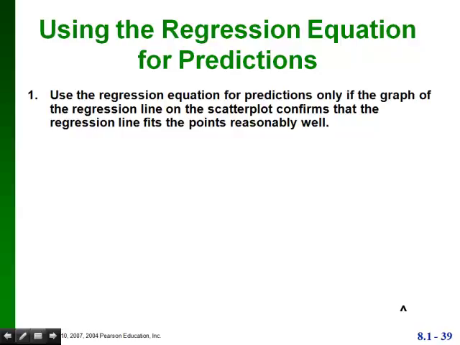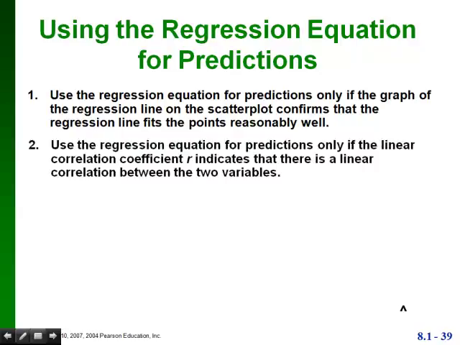Now the next question is, when can we use our regression equation to make predictions and when can't we? Here are 3 things we want to look at to see whether we should use our regression equation for predictions or not. Number 1, we should look at the scatter plot, compare our scatter plot and our regression line, and see if our regression line fits the points pretty well.